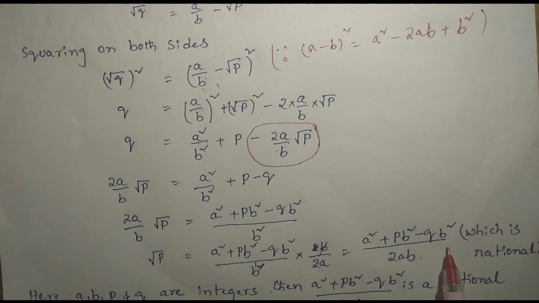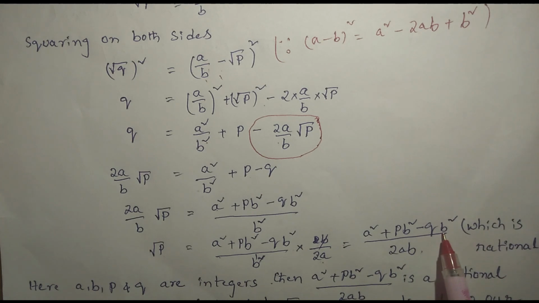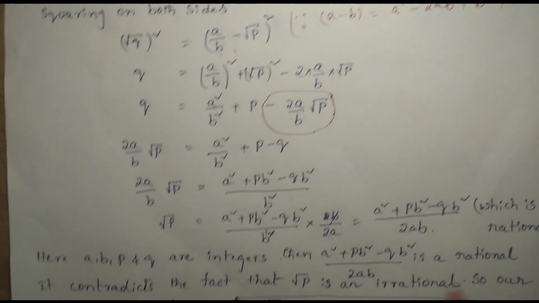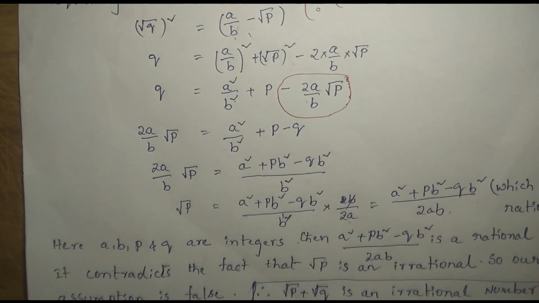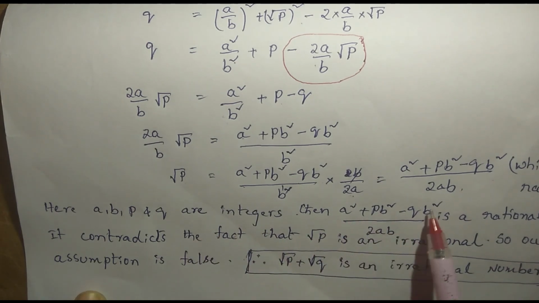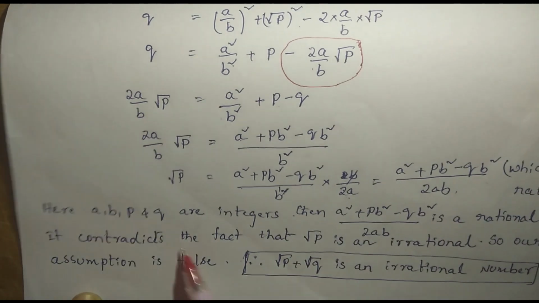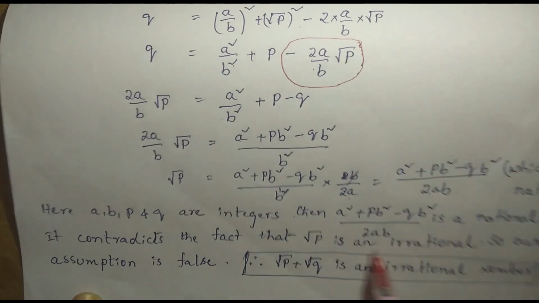Why is it rational? Here a, b, p and q are integers. Then a square plus pb square minus qb square is also an integer, and 2ab is also an integer. So integer by integer is nothing but a fraction, which is a rational number. So a square plus pb square minus qb square by 2ab is also rational. It contradicts the fact that root p is irrational.